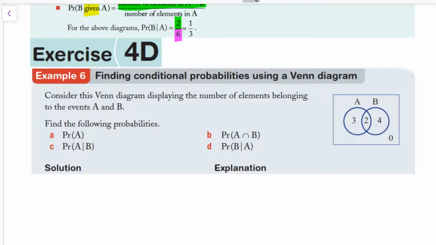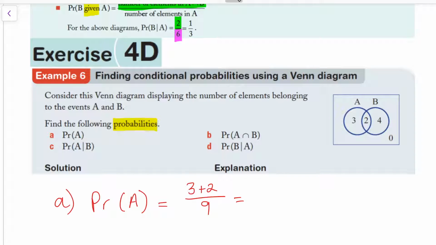Displaying the number of elements, find the following probabilities. Okay, so I know I want a probability. Brilliant. So for A, what's the probability of me getting A? Now notice they haven't used the word only. So we look at what's the probability of me getting an A? Well, it's the 3 plus the 2 over now my total, which is 9. Okay, 3 plus 2 obviously gets me 5 over 9. So can you see where I got the 3 and the 2 from? Because it's including that intersection, so that stuff that is in B as well as the A. That's the probability of A.